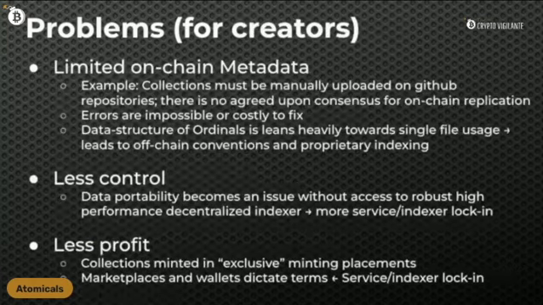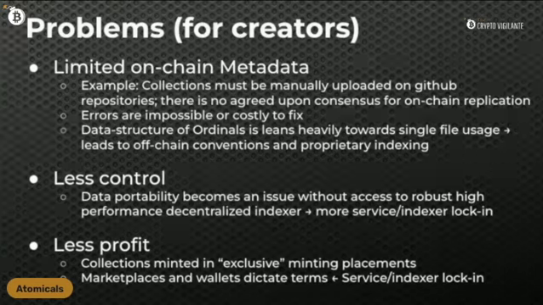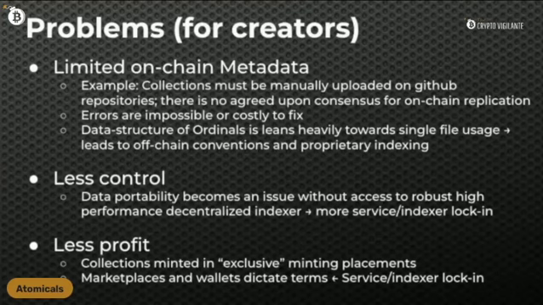Okay. So there's also limited on-chain metadata. So for example, collections must be manually uploaded on GitHub and they must be updated across dozens of marketplaces and hope that there was no error in the process. Very expensive to fix errors. And the structure of ordinals leans very heavily to a single file usage, which means there's off-chain conventions and proprietary indexing conventions by different marketplaces.